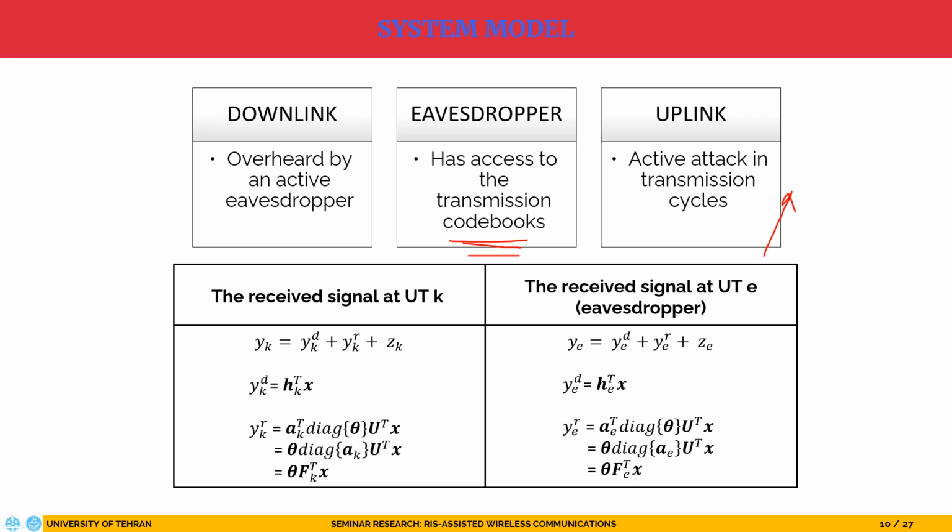Okay, if this is a base station, this is user K, this is the RIS, and this is the eavesdropper. The base station, if it wants to send a signal to user K, has one choice here, the direct channel.